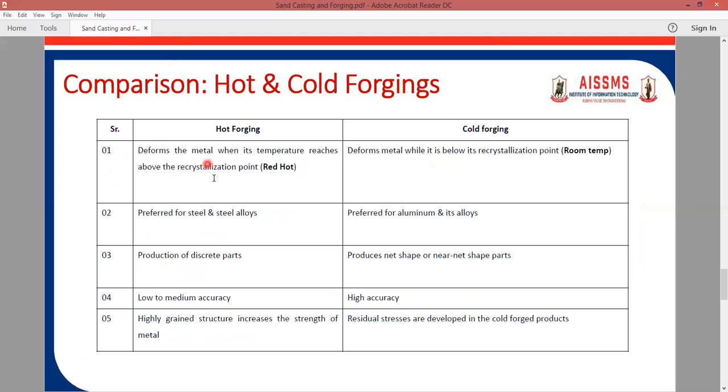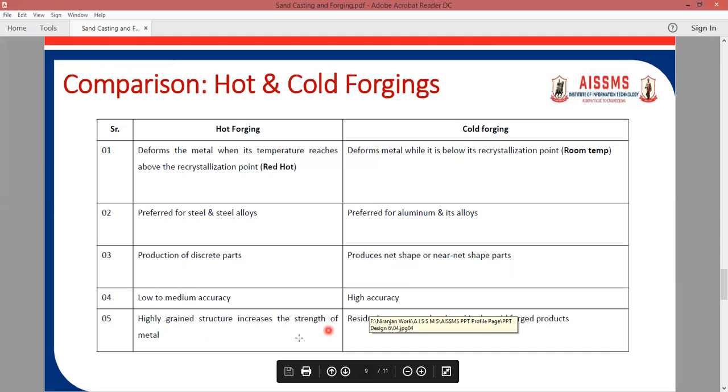As we have talked, first the temperature is above the recrystallization point in hot forging, while it is below the recrystallization point in cold forging. Then hot forging is preferred for steel and steel alloys, while cold forging is preferred for aluminum and its alloys. Then for hot forging, production of discrete parts is observed, while cold forging produces net shape and near net shape parts. In hot forging, accuracy is low to medium. In cold forging, accuracy is high. Then in hot forging, the grain structure increases the strength of the metal, while in cold forging, residual stresses are developed.